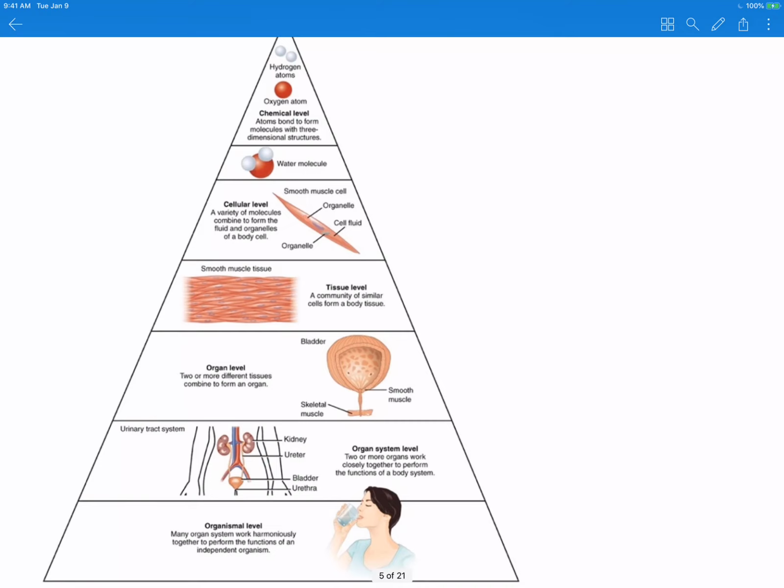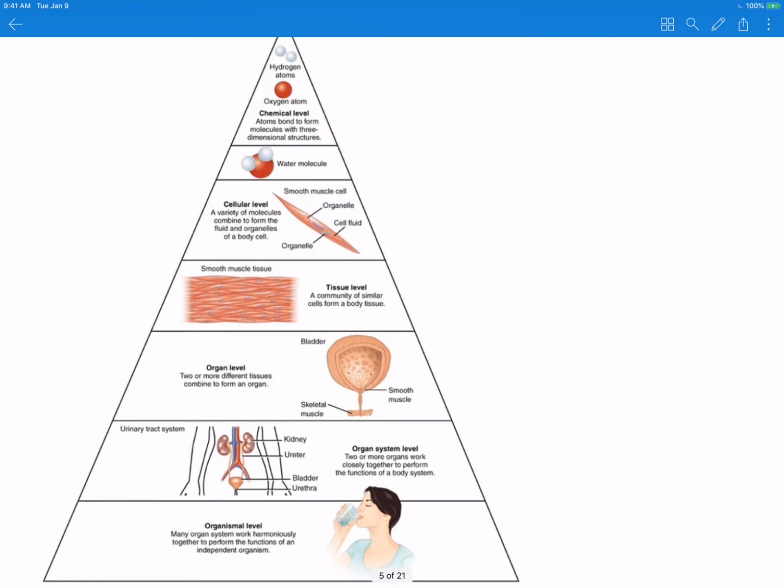Now, the third major level is the tissue level, and it is even more complex. It contains both the chemical level and the cellular level. And a tissue is basically a group of many similar cells that work together to perform one or more specific functions. Tissues typically consist of different types of cells, though. Examples might be epithelial tissue or connective tissue, or muscle tissue or nervous tissue.